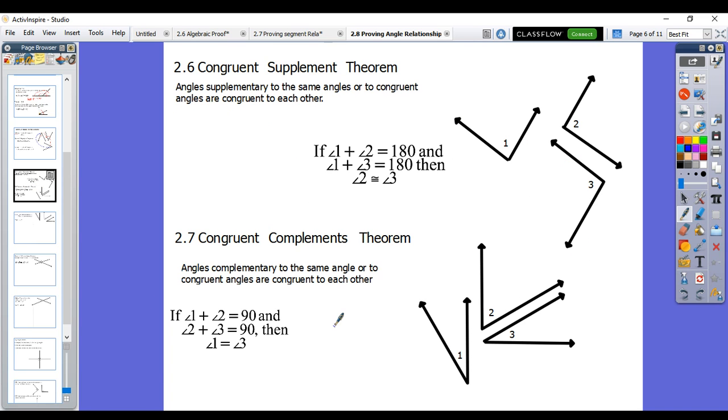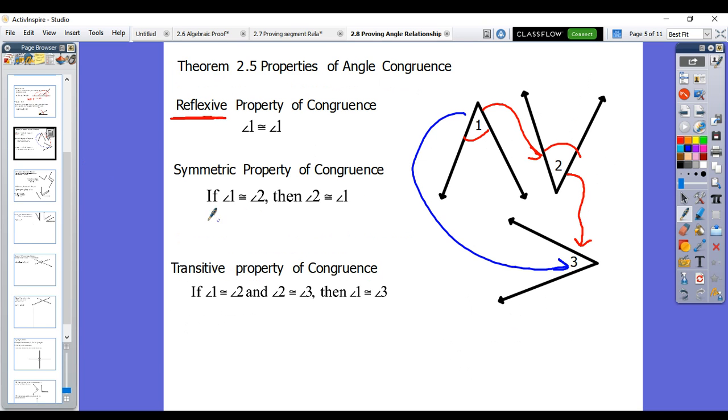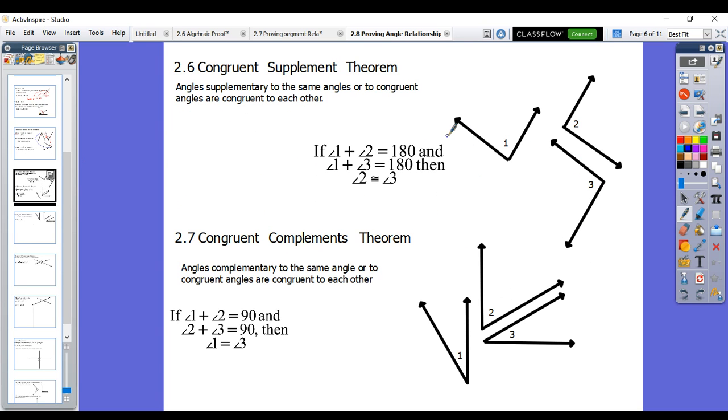Other things to consider right here: congruent supplements theorem. Very similar to the transitive property, in the sense that, just look at this. If angle 1 plus angle 2 equals 180, here's the thing, we don't know that these two are equal. We just know that these two equal 180. If angle 1 plus angle 2 equals 180, and angle 1 plus angle 3 equals 180, that means, by the congruent supplements theorem, these two have to be equal.